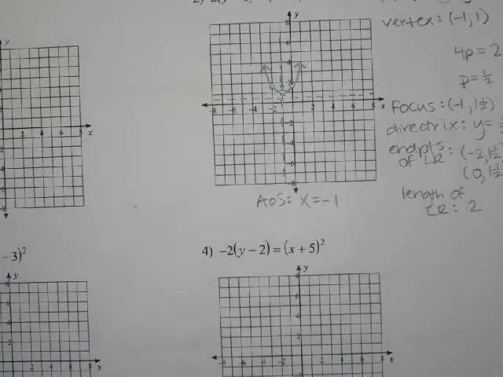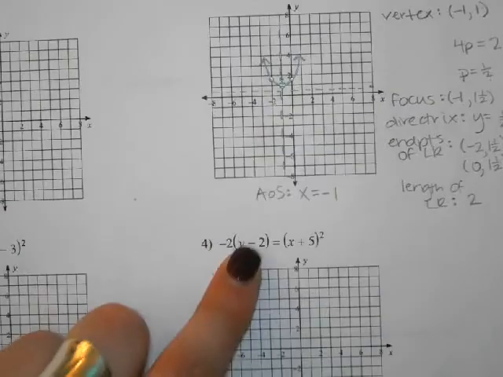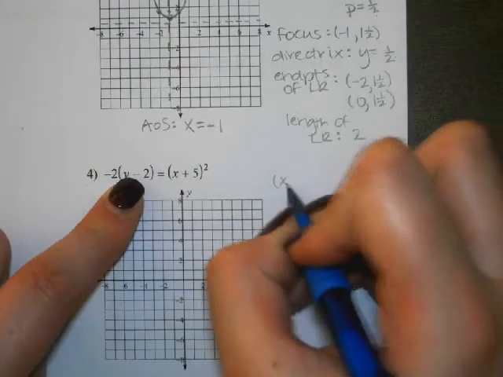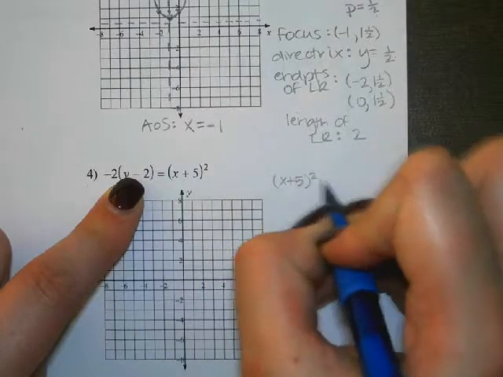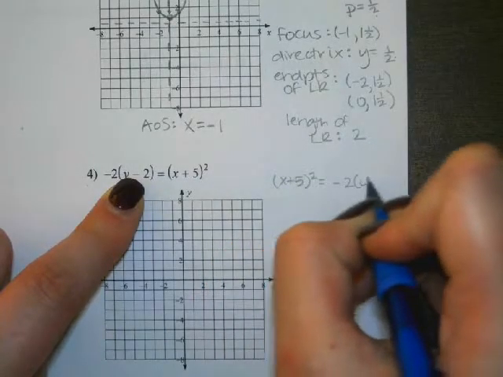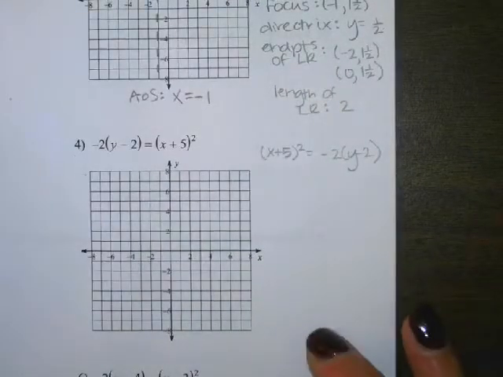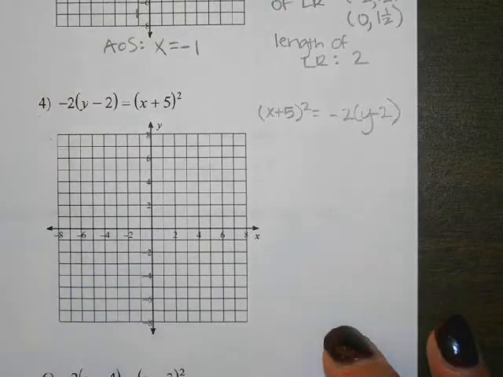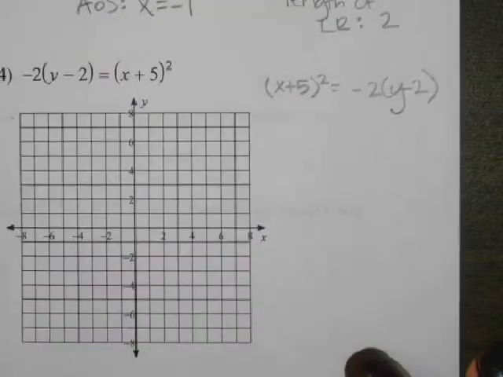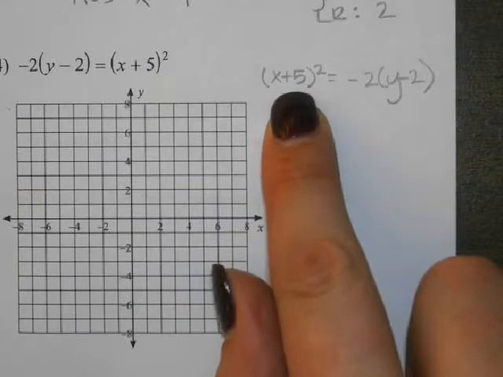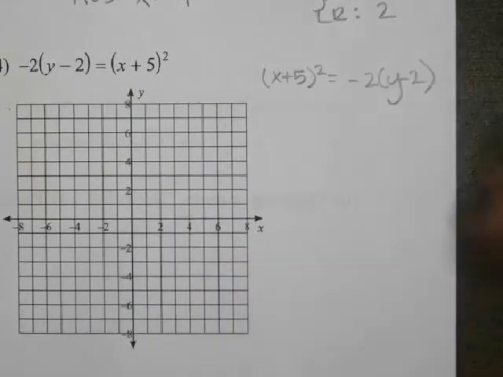All right. Let's look at number 4. Again, we're going to switch the order so it matches our resource sheet. Can anyone tell which direction this one goes? It goes down, yeah. It's an x squared, which means up or down. That's negative, so that tells us that it goes down.